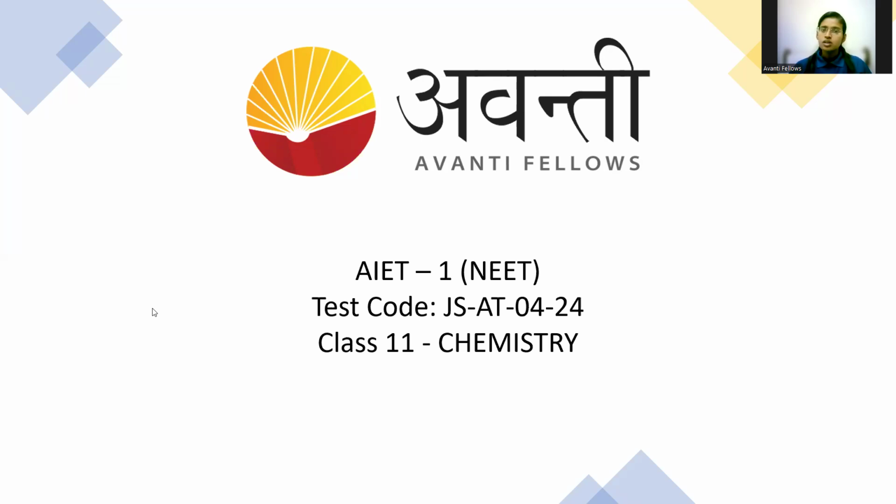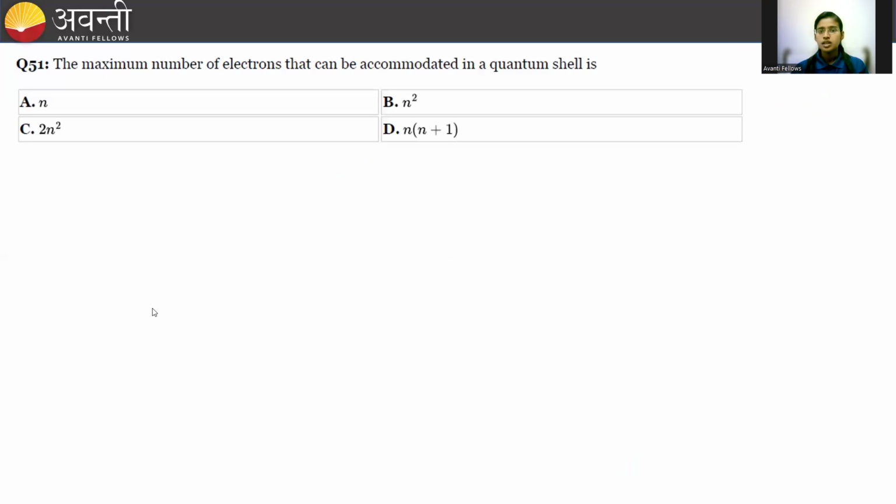So here we are going to discuss the AIET 1 NEET solutions of chemistry from class 11. Okay. So here I have taken some questions for you, the very important questions and the questions which you feel very difficult. Okay. So let's go one by one. The first question for this session is on the screen. And the question says that the maximum number of electrons that can be accommodated in a quantum shell is.